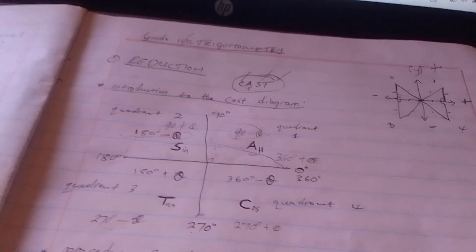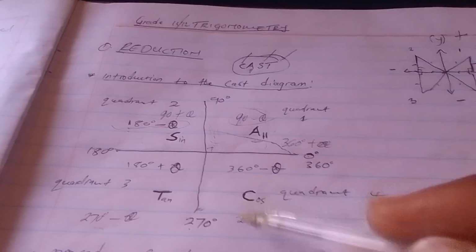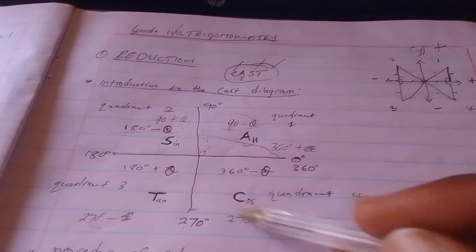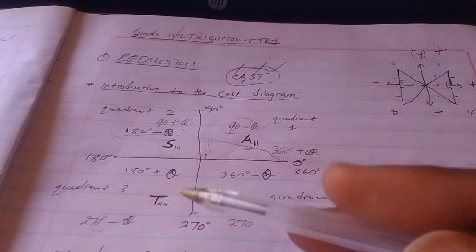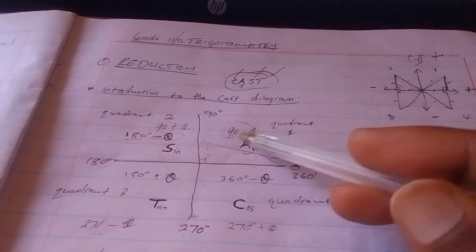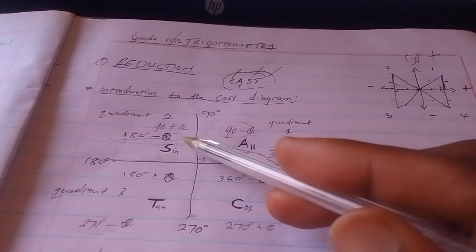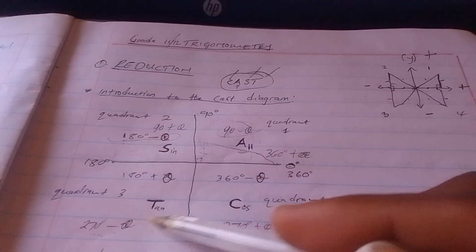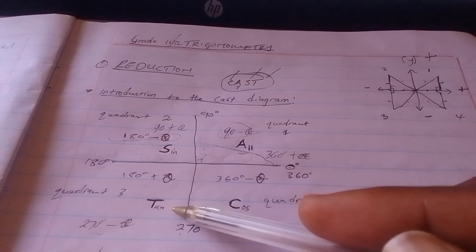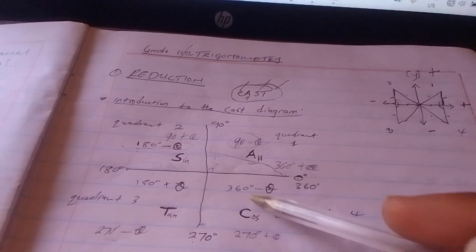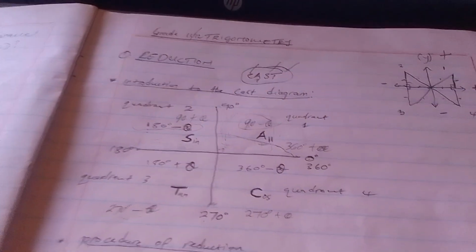So here on our fourth quadrant, only cos is positive, and the rest are negative. Remember that on our first quadrant they are all positive, but on our second quadrant only sine is positive. Then on our third quadrant only tan is positive. Then on our fourth and final quadrant only cos is positive, and the rest are negative.